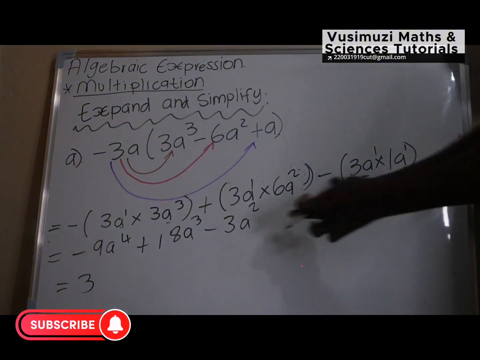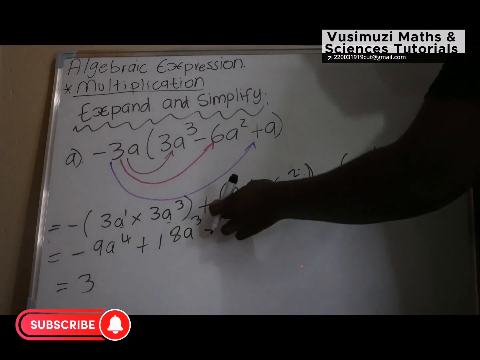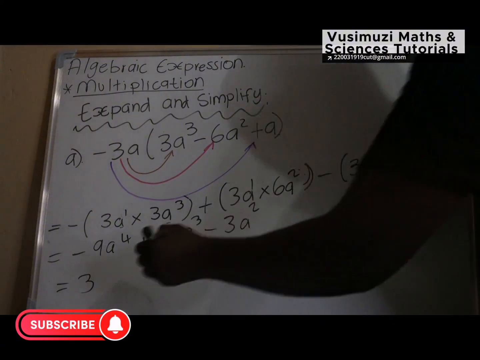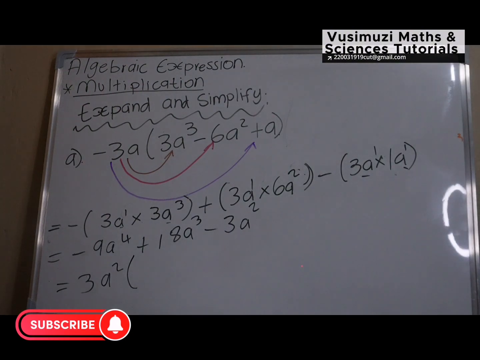Then for the A, we take out the lowest exponent. Between A squared, A cubed, A to power 4, which one has got the lowest exponent? It is A to power 2 here. Therefore, we take it outside the bracket, A squared. That's how we do it, guys.